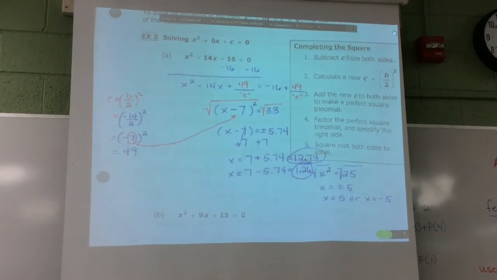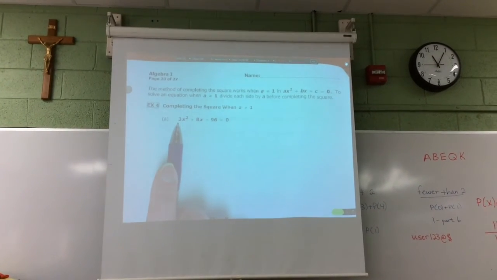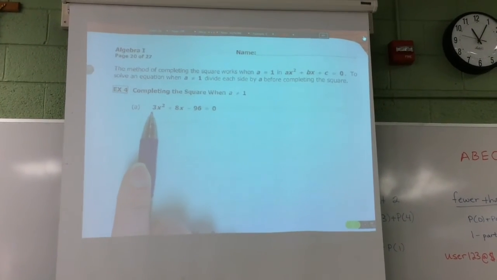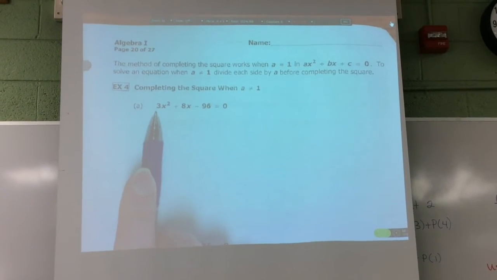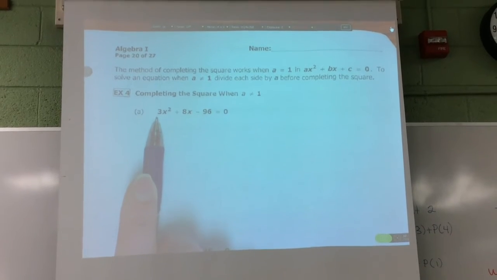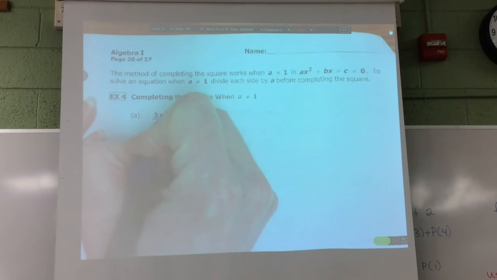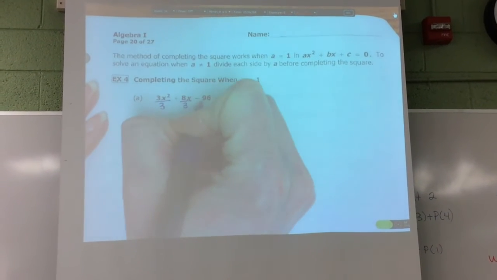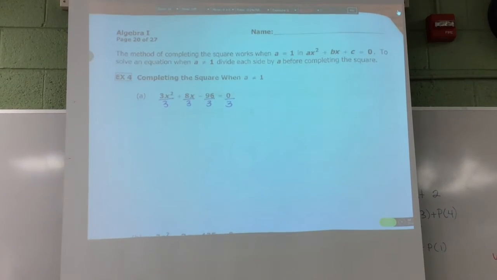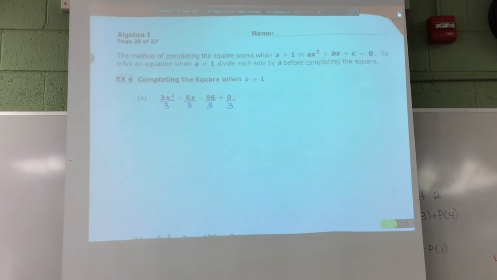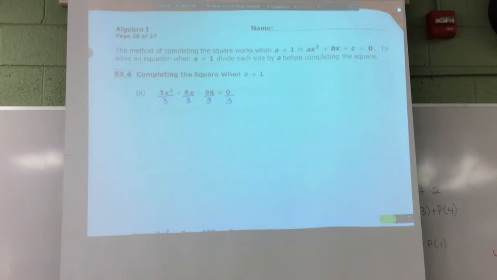Okay, Brooklyn, from the homework problems you were just doing, notice this has a number in front of x squared. Okay? We can't have that in this process. It doesn't work. So here's what we've got to do. We've got to divide everything by whatever that number in front of x squared is. That is the only extra step that we have to do. So here's what we've got.